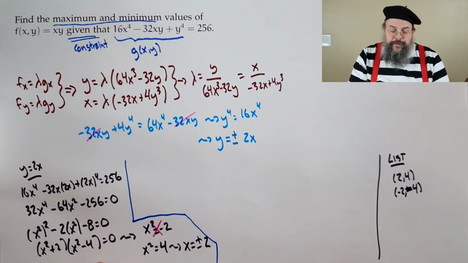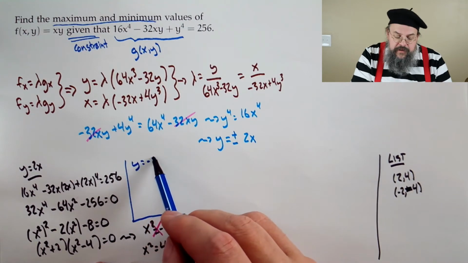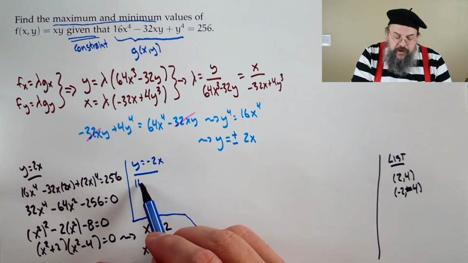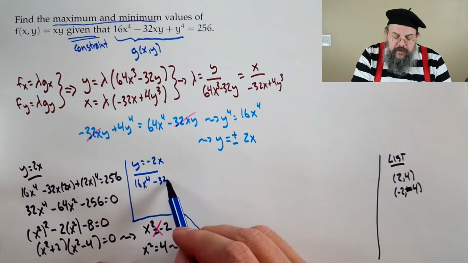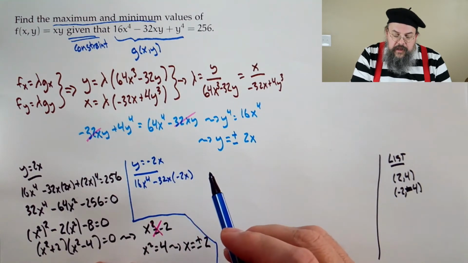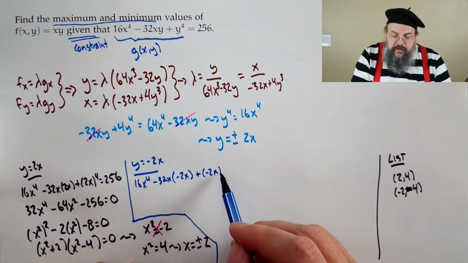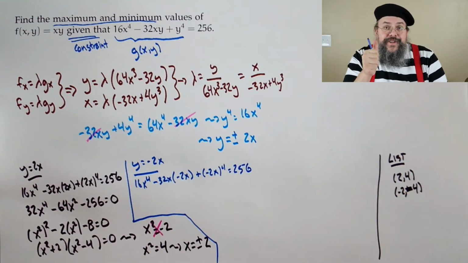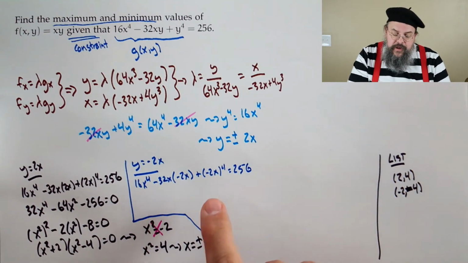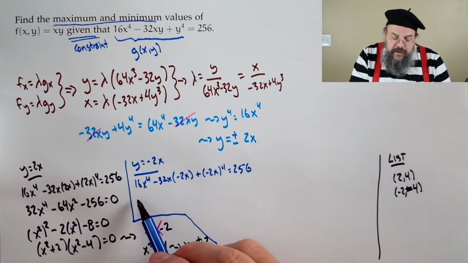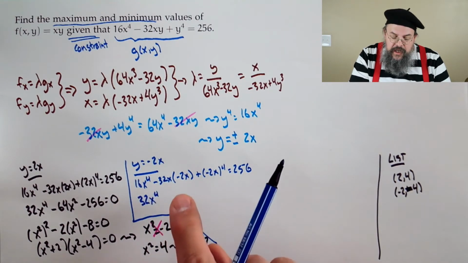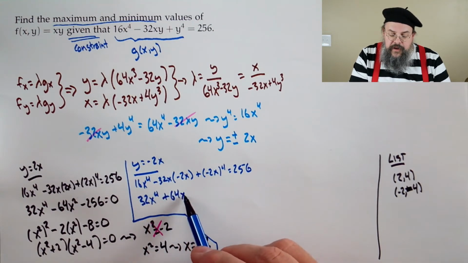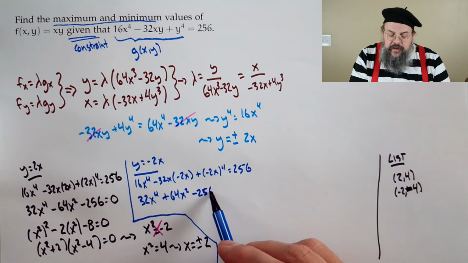That's if we take y equals 2x. What happens if we take y equals minus 2x? It's going to be very similar. So, okay, still 16x to the fourth, and then minus 32x times minus 2x, and then plus minus 2x to the fourth equals 256. Well, what changes? There's just one thing that changes. That minus 2 to the fourth still leaves us with 16x to the fourth, so that still leaves us with 32x to the fourth. The change is now minus 2 times minus 32 plus 64x squared, and then minus 256 equals 0.